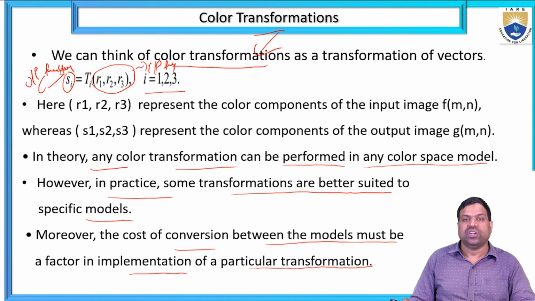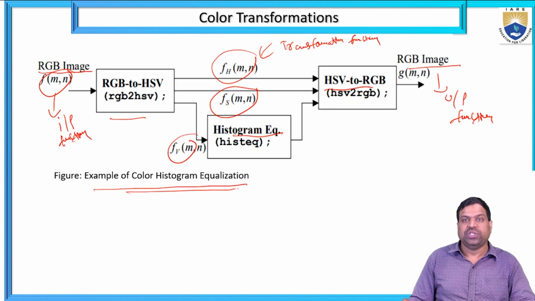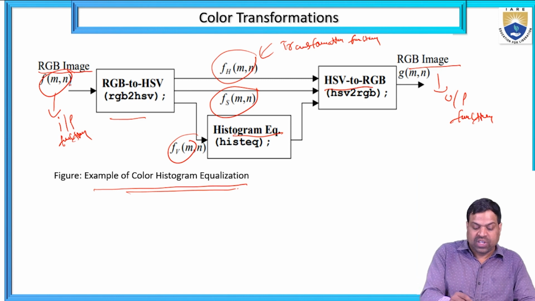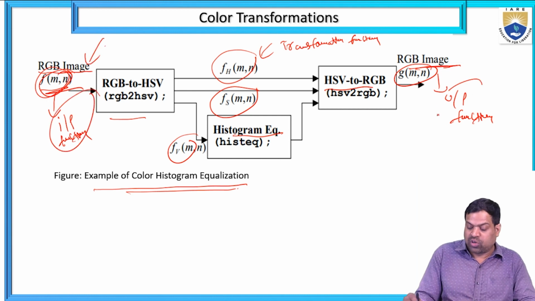Here si is the output function, r1, r2, r3 are the input functions, and T is the transformation function. The transformations are better suited for specific models. In the conversion between models, this must be factored into the implementation of a particular transformation. Here RGB to HSV, and here RGB to RGB, where g(x) is the output function and f(x) is the input function.